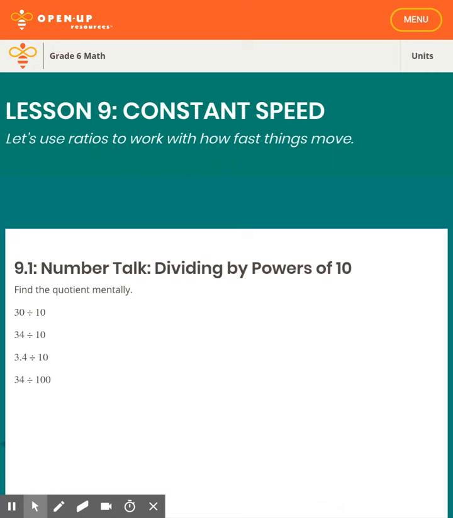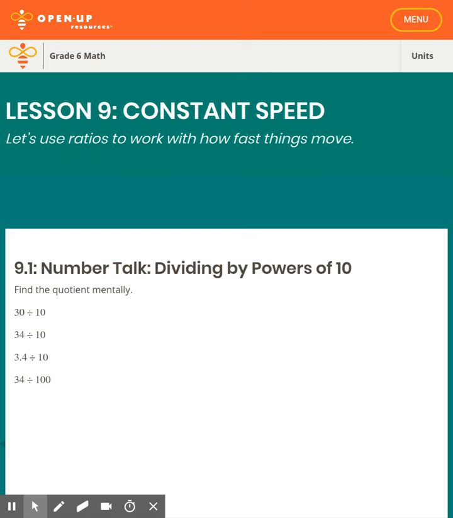Let's take a look at lesson 9 in unit 2 of 6th grade math. We're still building this idea of unit rate. We're not using the words unit rate still. We're at per second, so we're looking at meters per second today with speed. So we're building from the grocery store analogies of the day before to a constant speed and looking at rate there.